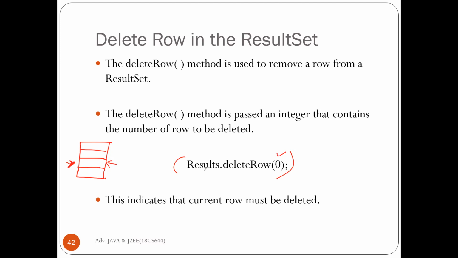Here this 0 indicates it is the absolute value. So 0 means the current row will be deleted. Wherever the current cursor position is, that row will be deleted. That's the offset from the current cursor position. So when we want to delete a row, we have to take the cursor to that particular row, then call 0. That is the safest method to delete a row.